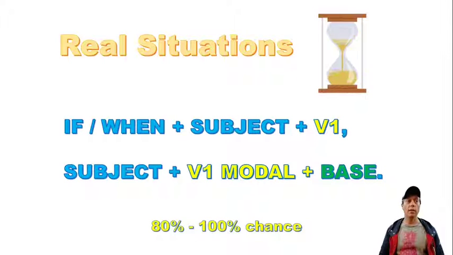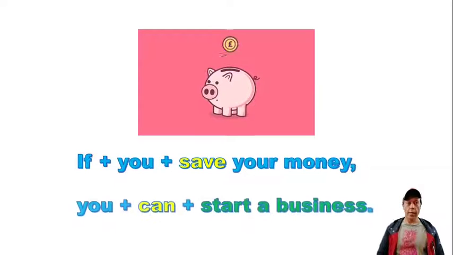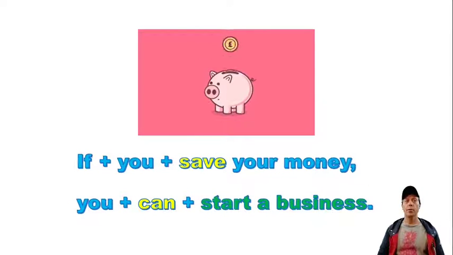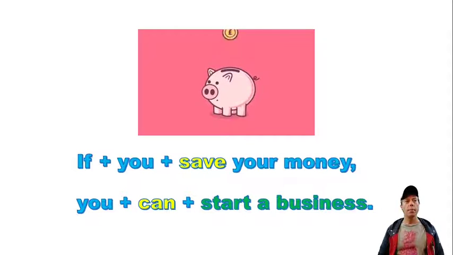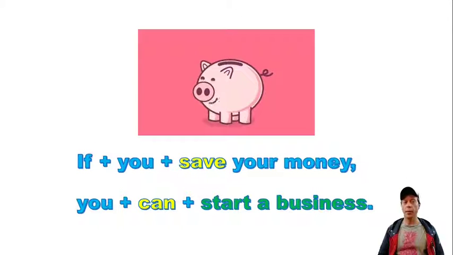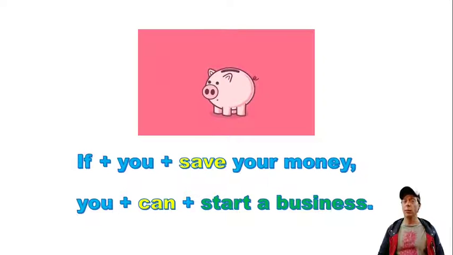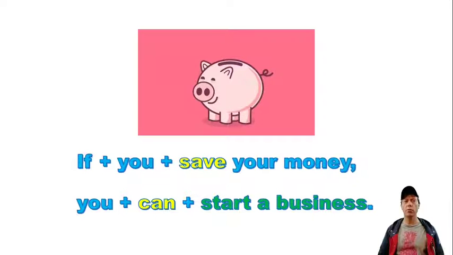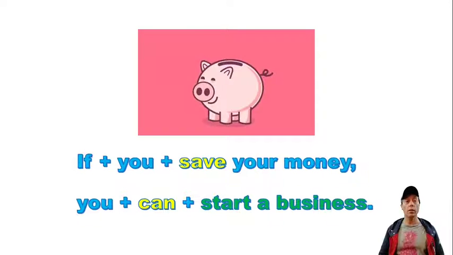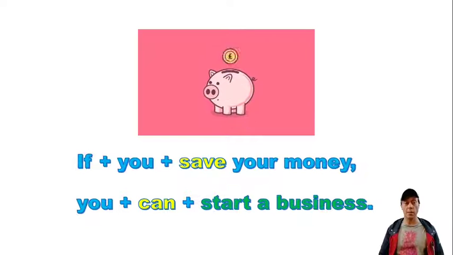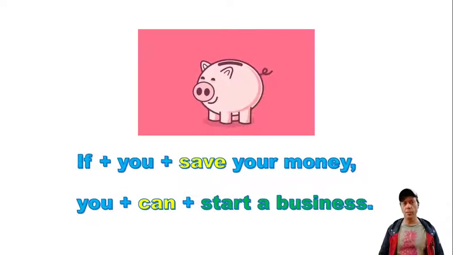Okay, let's have a look at an example. This is a real situation in which maybe I'm talking to a child, my child, or someone young. If you save your money, you can start a business. I'm talking directly to somebody I know in a real situation, and I'm telling them about the reality of life. It's not a general truth that applies to anyone. I'm talking directly to one person in their situation, in their life. So this is actually a real situation and a real person, a direct communication between a first and a second person. And the chance of it happening is very high.